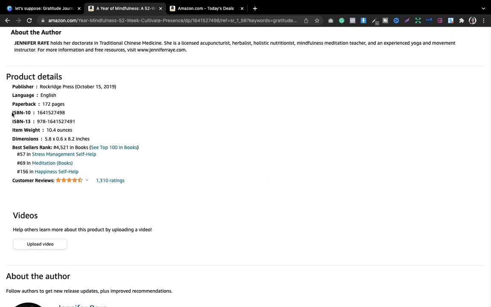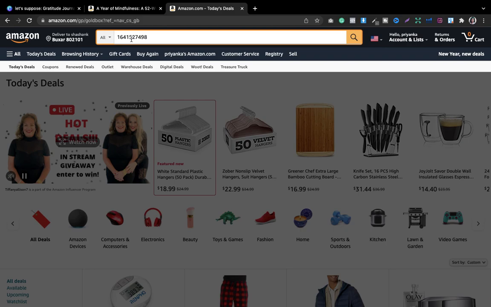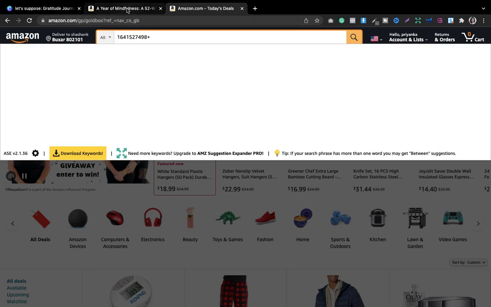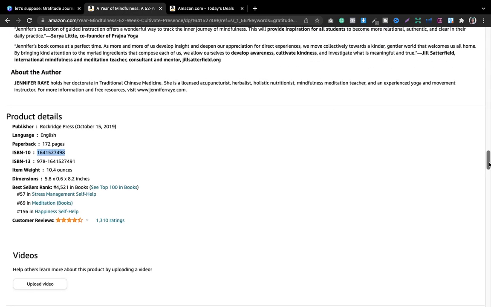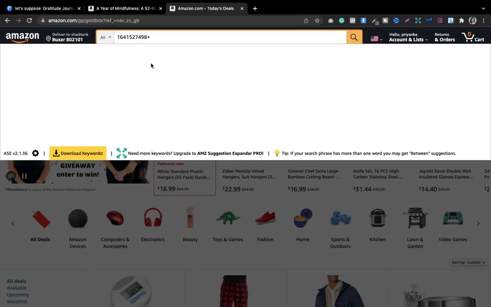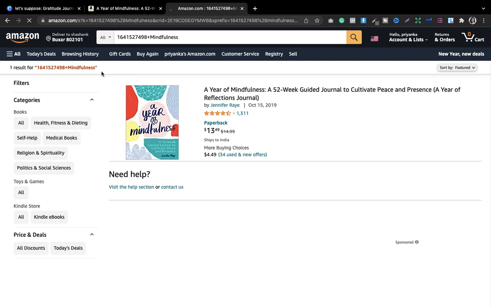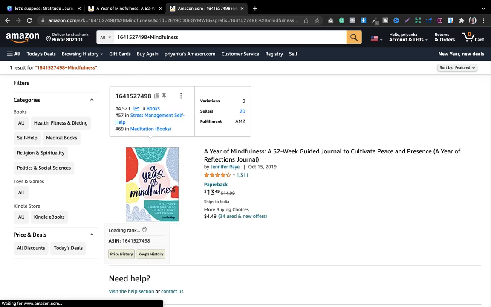Here you will get to see the ISBN 10 number. You will copy it, then you will go into another tab, paste it, and use a plus sign. Okay, after using the plus sign, we want to see what keywords this person is using. So let's suppose I want to see if this mindfulness keyword that they have used in their main title is working for them. So if I paste it over here, I will see that okay, this book is in here and mindfulness is being used over here. So yes, Amazon is working for this keyword for this book.